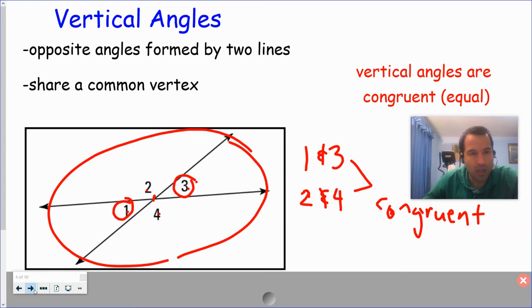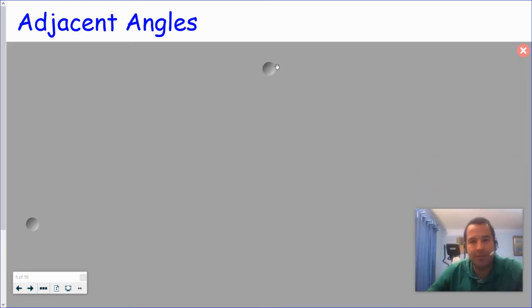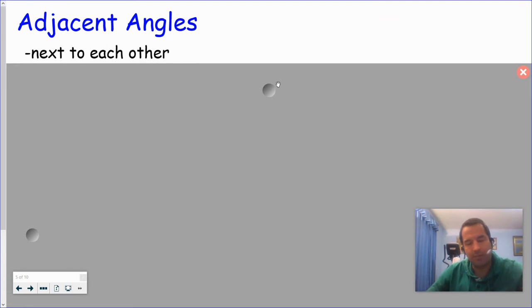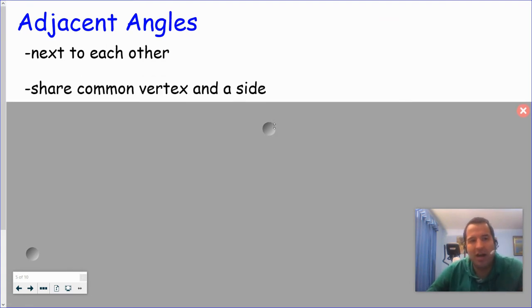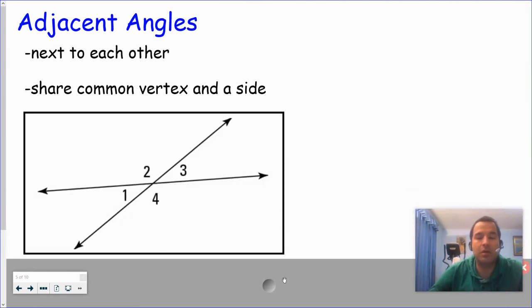Okay. Next one, adjacent angles. Now, adjacent angles, well, what does adjacent mean? Anyone know what adjacent means? Well, adjacent means next to each other. So adjacent angles are angles that are next to each other. And you're like, that's really weird. They share a common vertex and a common side. So right here, again, vertex is a point and side is a side of the angle.